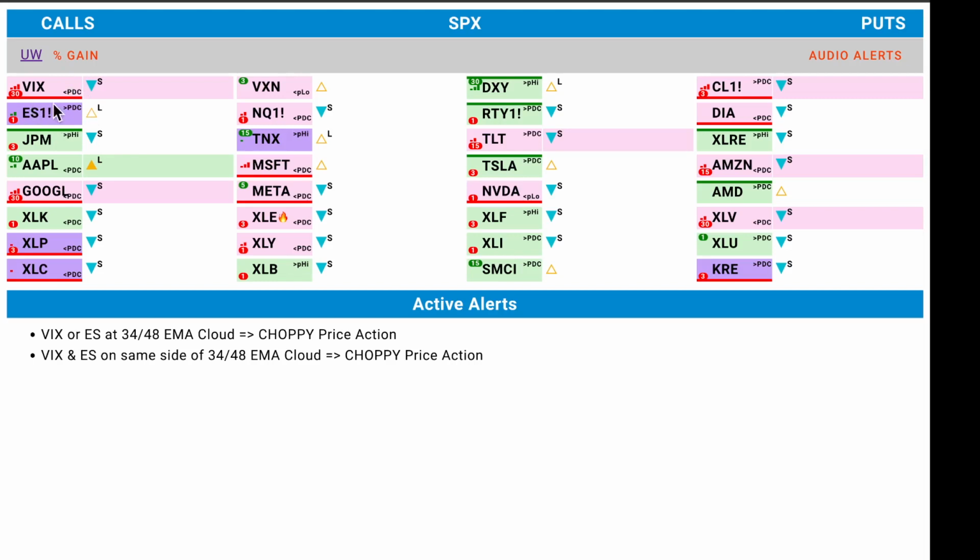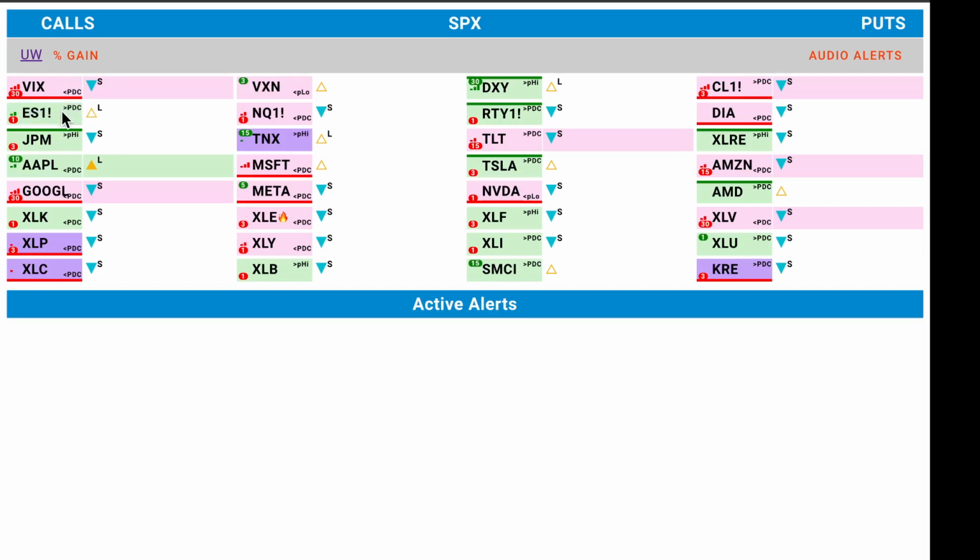And on ES, when the background is red, it tells me that we are below the 48 cloud. If it's green, we're above the 48 cloud. If it's purple, we're at it. So we're not necessarily right inside of it, but we're at it. Now ES changed from purple to green, so that means now we're above it. So we don't want to trade if the color is the same on both of them.